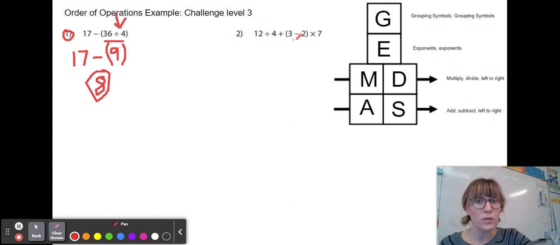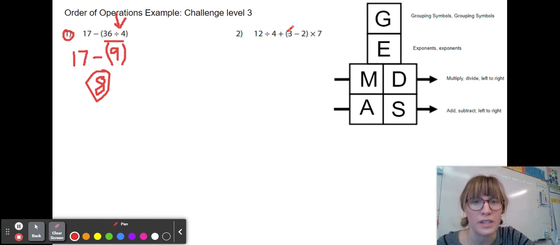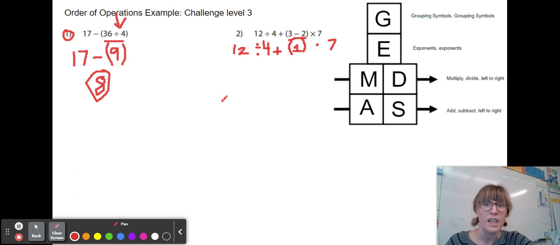It's great. So if we do this one over here, we have a few more steps, but the process is going to be exactly the same. So we'll start with grouping symbols, grouping symbols. We find some and we say, yes, we can simplify in there. So 3 minus 2 is 1. We're going to drop down everything we haven't used: 12 divided by 4 plus what we just simplified times 7.